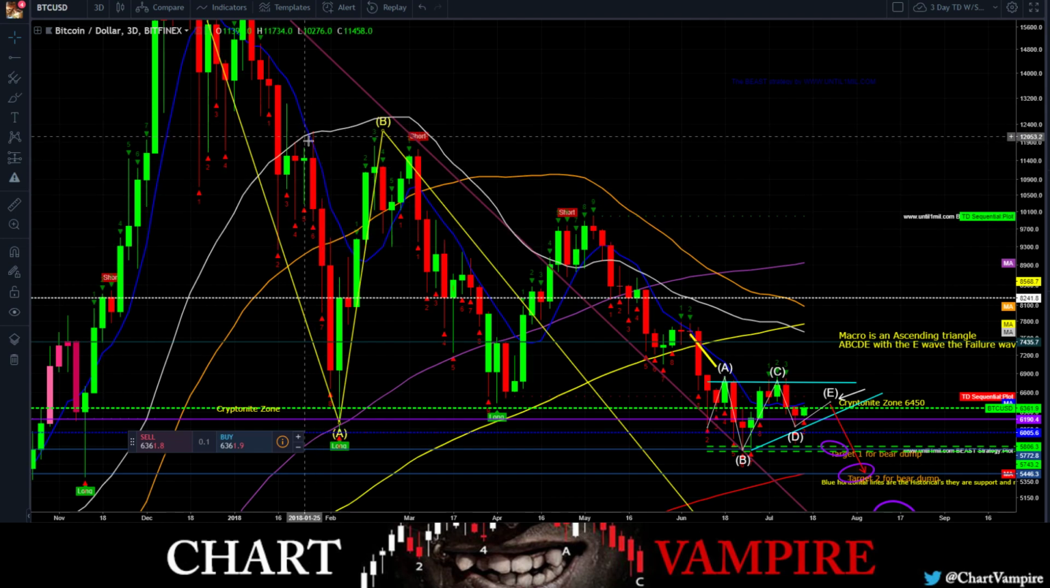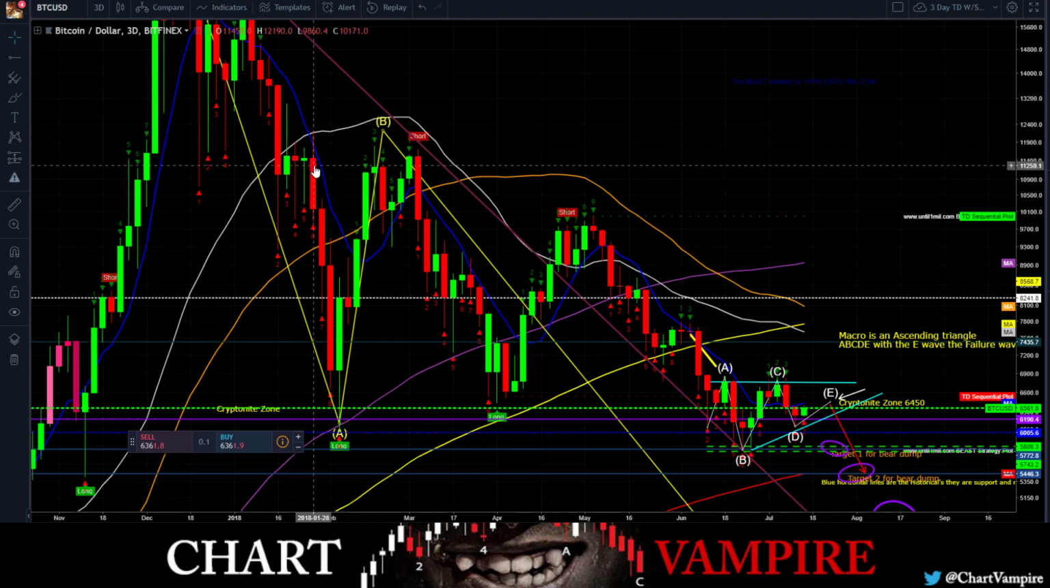Now remember, crosses always have a delay. Do not expect the cross to occur and the price just to tank out. There's always a delay, whether it's a day, 2 days, 3 days. Now here's the 3-day chart, so you could have expected a 3-day delay before the cross really took hold.